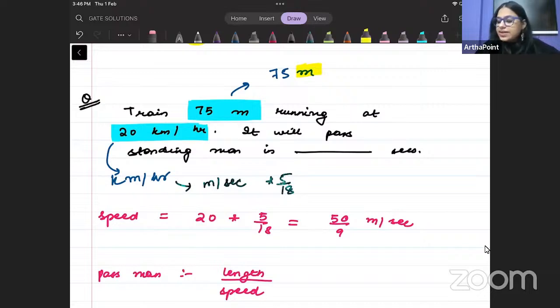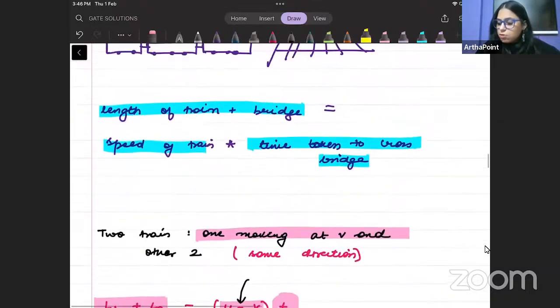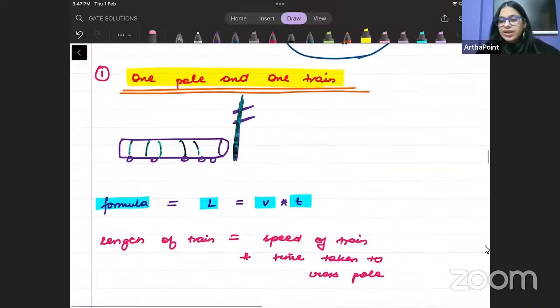So I have multiplied 20 with 5 by 18, and when I did that, I got 50 by 9. Now it says, when will it pass the standing man? To find the time, I need to just revert the formula that I have just told you. I have told you that length is equal to velocity into time.